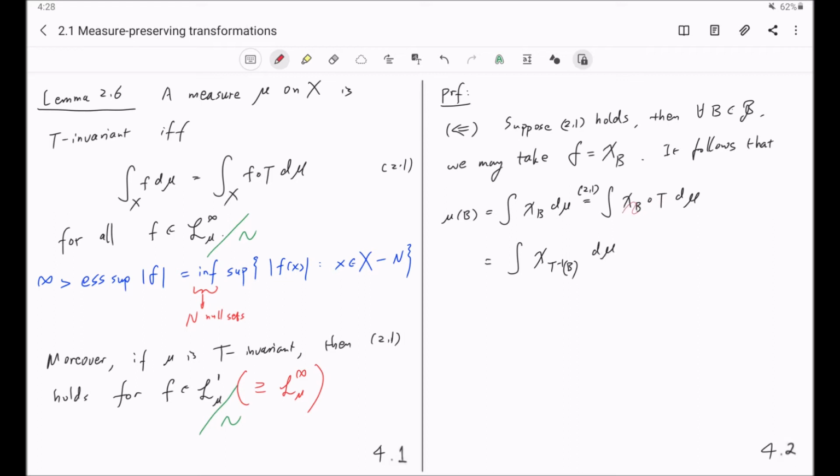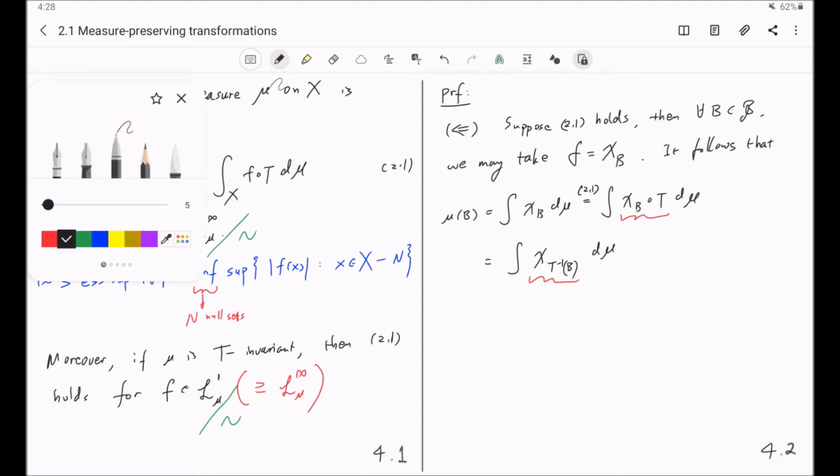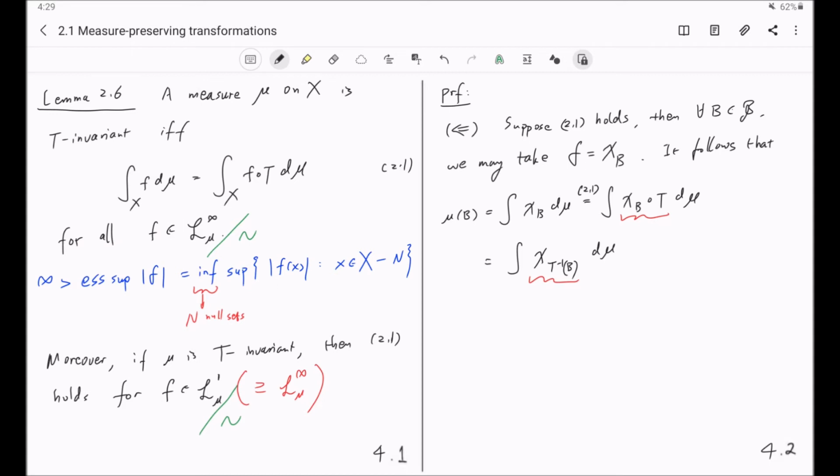And you should be able to verify this part directly. Those two functions are the same. And finally, this last part is equal to mu of t inverse b, again by the definition of the integral. And this proves that t preserves the measure mu. And this proves this part.